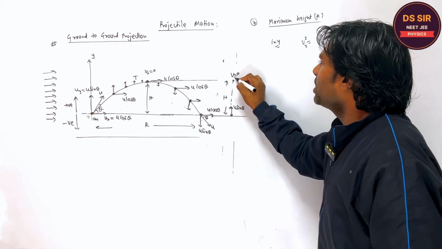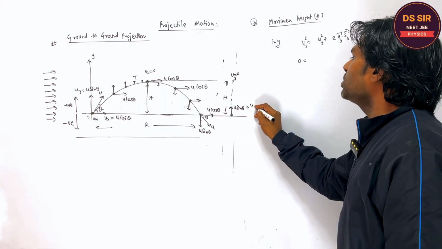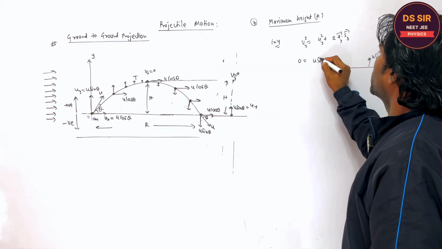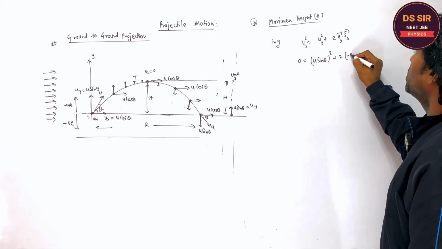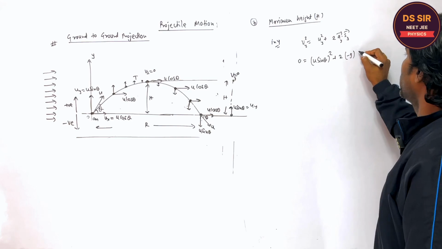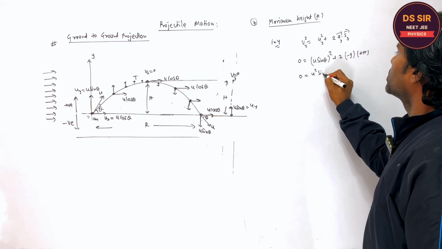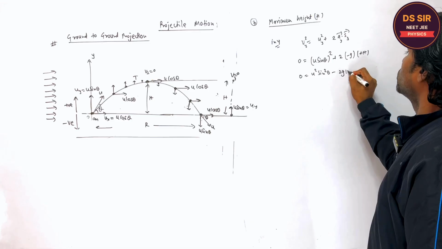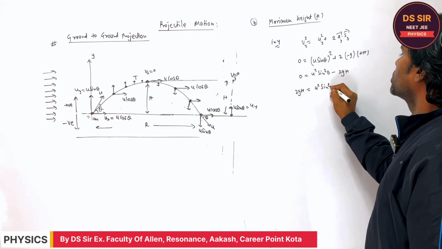What is the final vertical velocity? Say 0. The initial vertical velocity, say u sin theta, plus 2 into what is the acceleration in y direction? I told you minus g. And what is the displacement in vertical direction? Say plus h. So this is equal to u square sin square theta minus 2gh. So this is what? Say 2gh equals u square sine square theta.